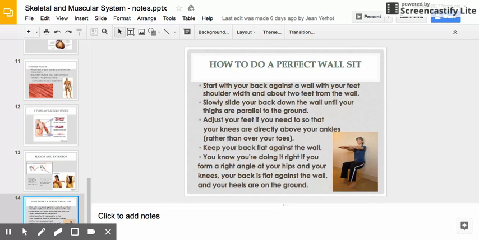These are the notes for Mod C, Unit 1, Lesson 3 on the skeletal and muscular system.